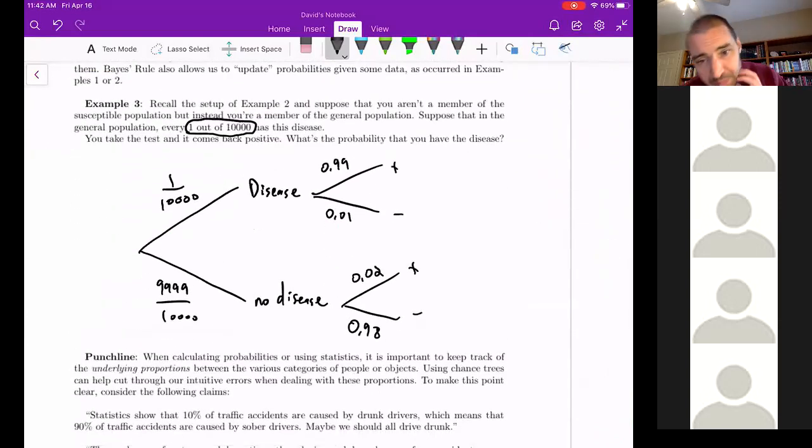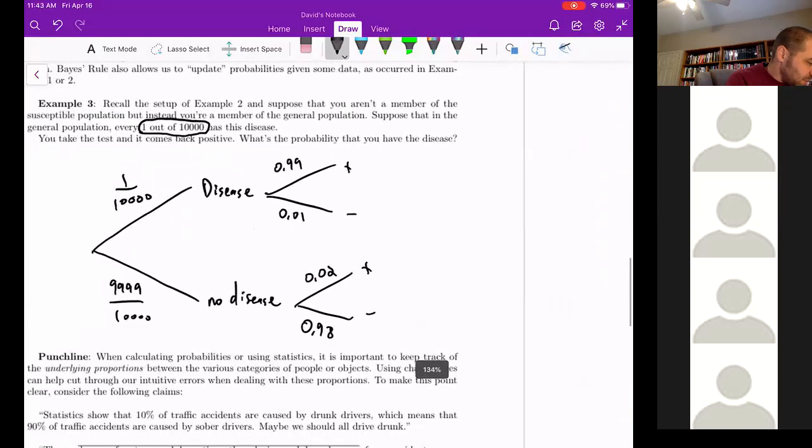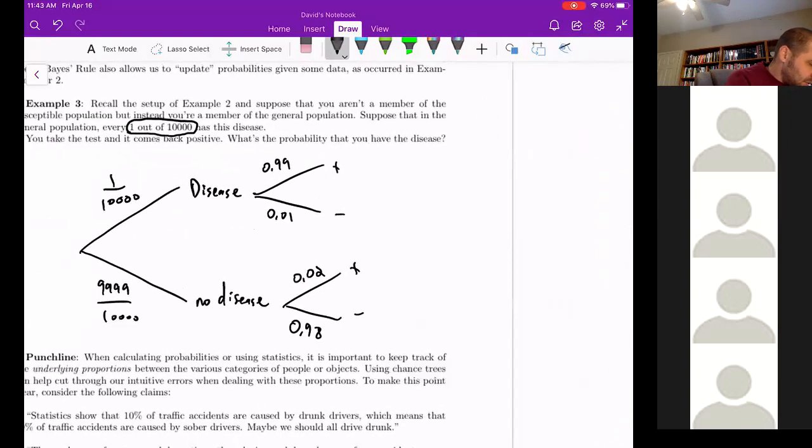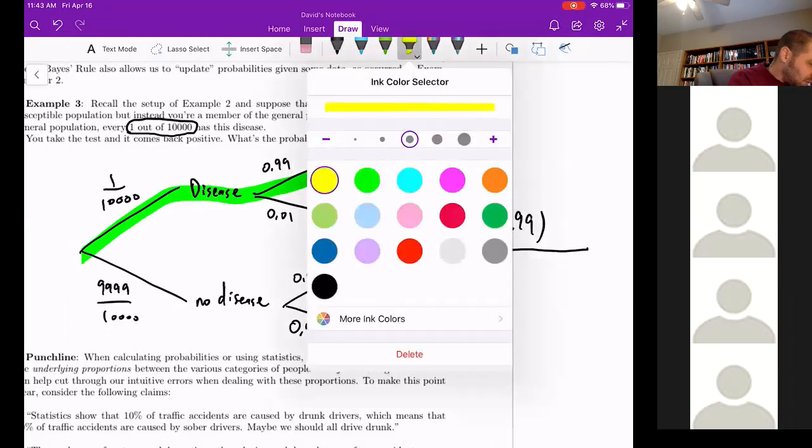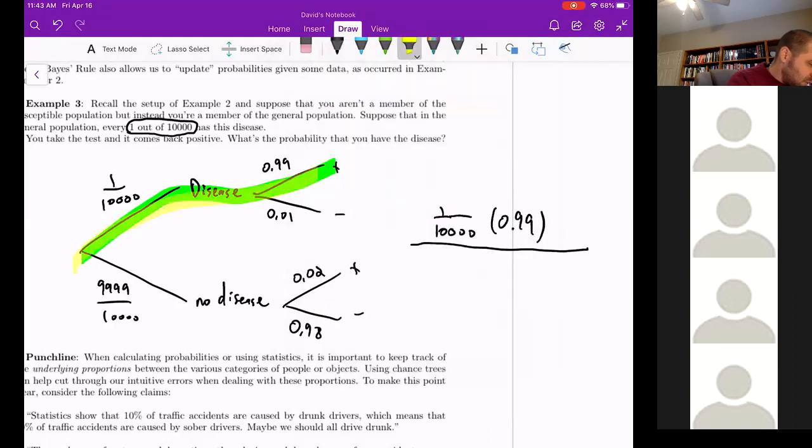Are you guys ready to talk about it? Should we set up the fraction? So you're still interested in the probability you have the disease. So the numerator is that branch. And the test came back positive. And then the total weight that's left in the tree, given a positive test, is this branch, this branch.